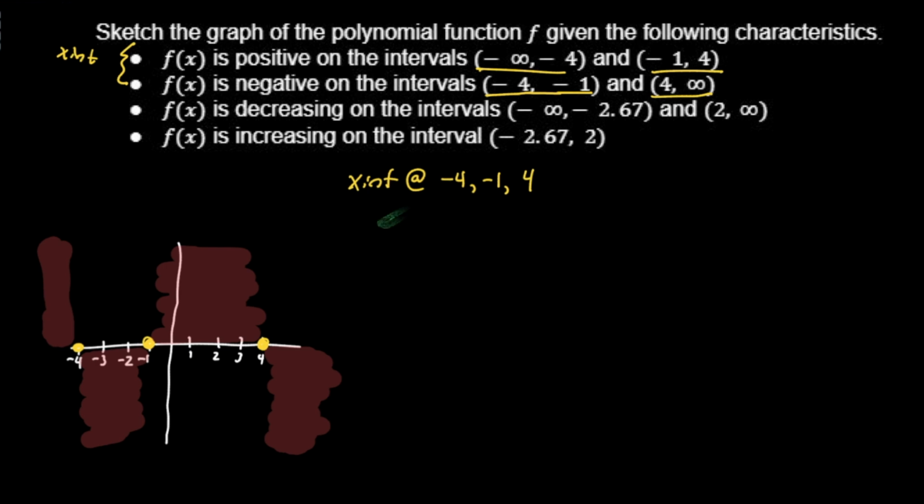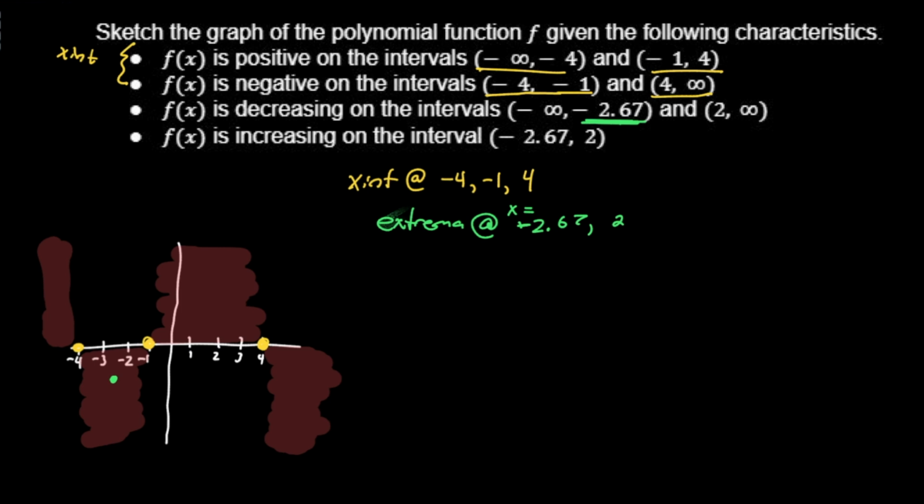We have an extrema at x equals negative 2.67 and at 2. So those are our 2 x values for the extrema. Now I know that we are originally decreasing until we get to negative 2.67, and I know it has to be negative in that spot, so it will be about, maybe say here, I don't know the exact y value, but this is just a sketch.